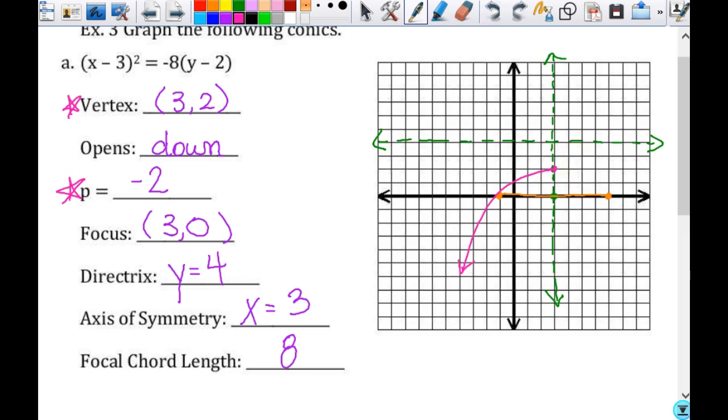Oh, dang it. This pen just drives me nuts. There we go. Everybody okay with that? Any questions at all? Awesome.